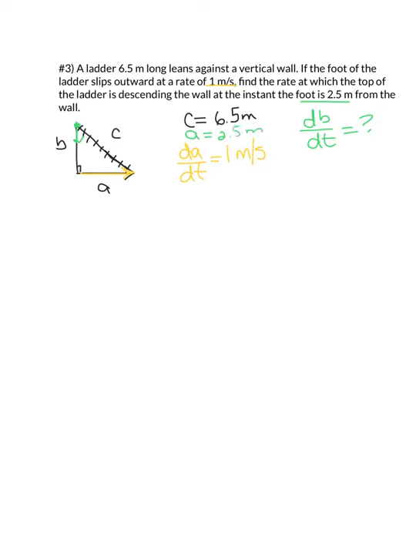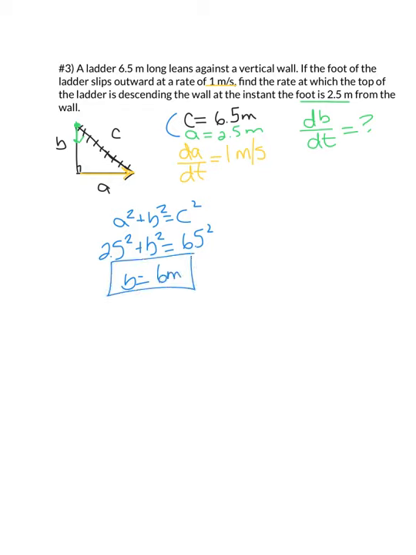Now, when I look at this, right away I see a right triangle, and so I know I'm going to have the formula A squared plus B squared is equal to C squared. I'm going to be able to take this A and this C, and solve just by plugging it in and rearranging. So 2.5 squared plus b squared is equal to 6.5 squared. And when I solve this, I'm going to get b is equal to 6 meters.